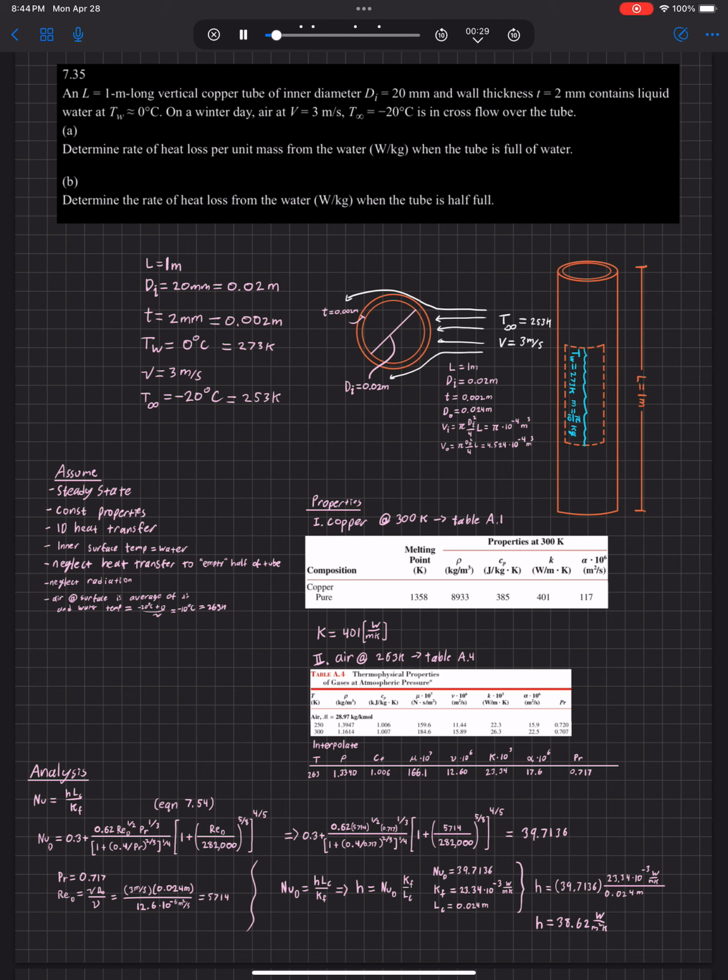So first, we're supposed to determine the rate of heat loss per unit mass of the water in watts per kilogram when the tube is full of water. Then in part B, we're supposed to determine the heat loss from the water when the tube is half full. So I've listed the important constants here.